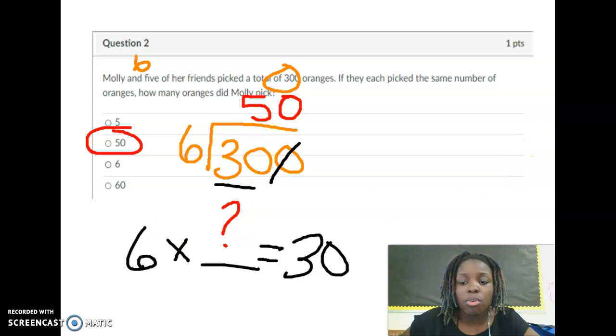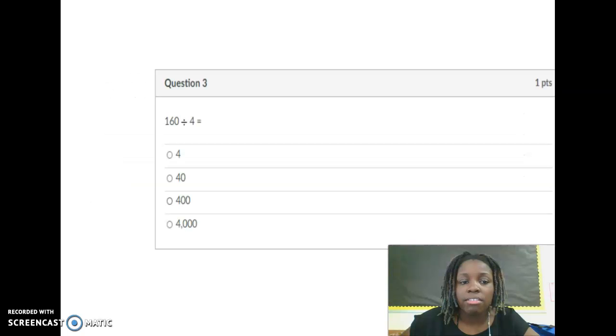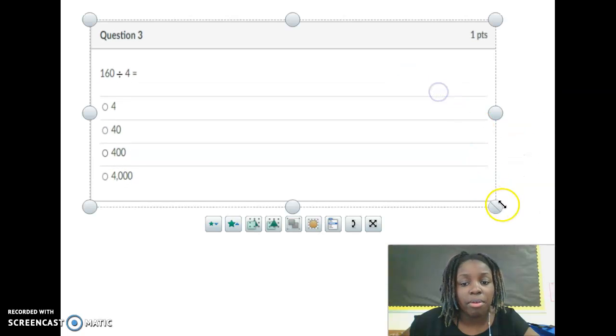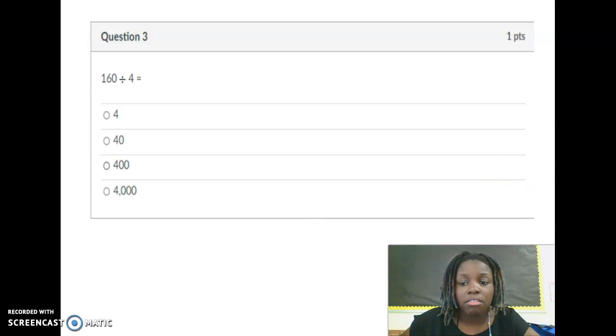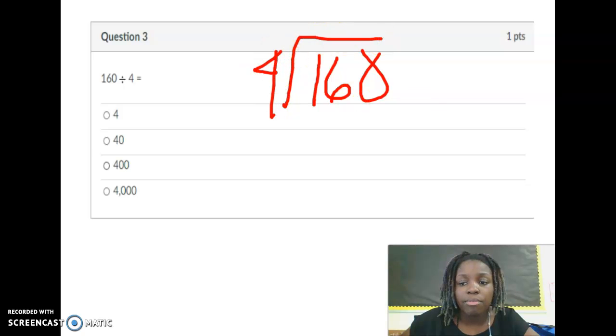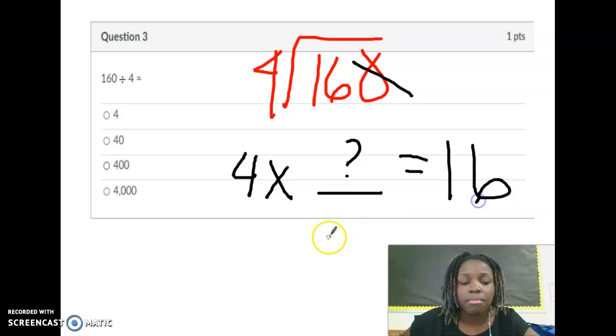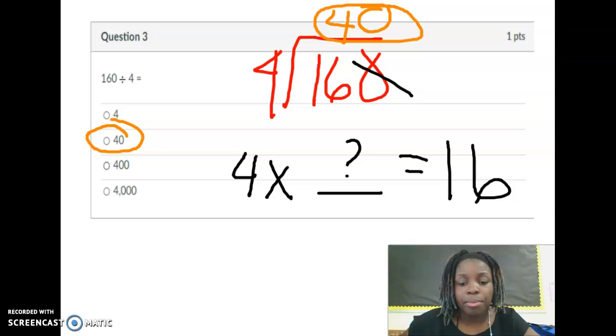All right, let's do one more question. This next question says 160 divided by 4. We're just trying to figure out what that is, right? I'm going to hide one of my zeros. What number do you notice? Good, 16. So 16 divided by 4, or 4 times what equals 16? Good, 4 times 4. 16 divided by 4 equals 4. I know it's 4, but then I just have to add my 0 back from what I hid. So my answer would be 40.